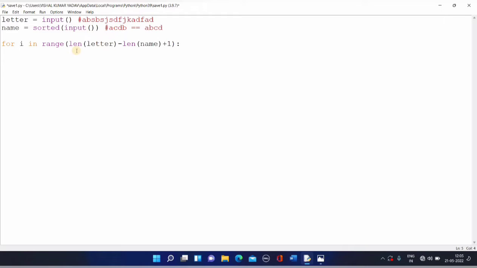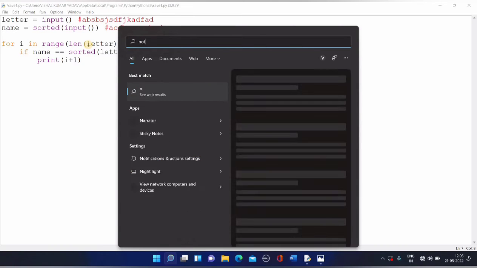See, first of all, let me write this. If name is equal to sorted letter[i : i + len of name], then in that case print i plus 1. You might be confused over here with a lot of things, so let me explain what is actually happening over here.